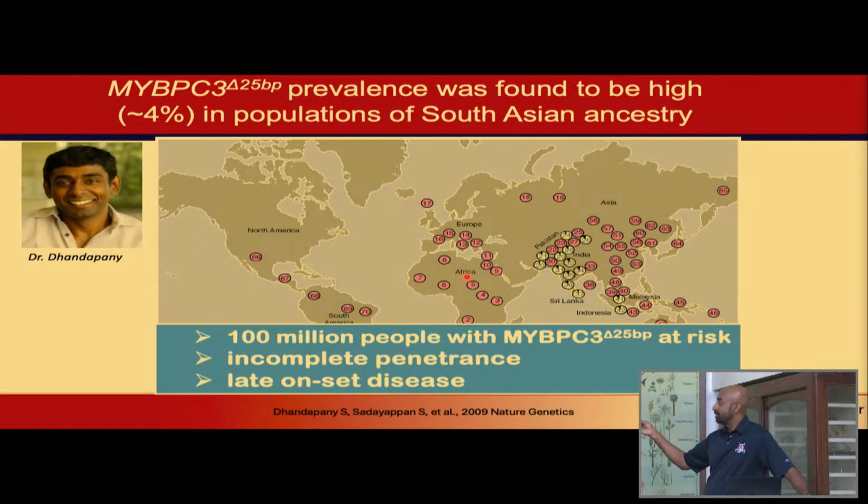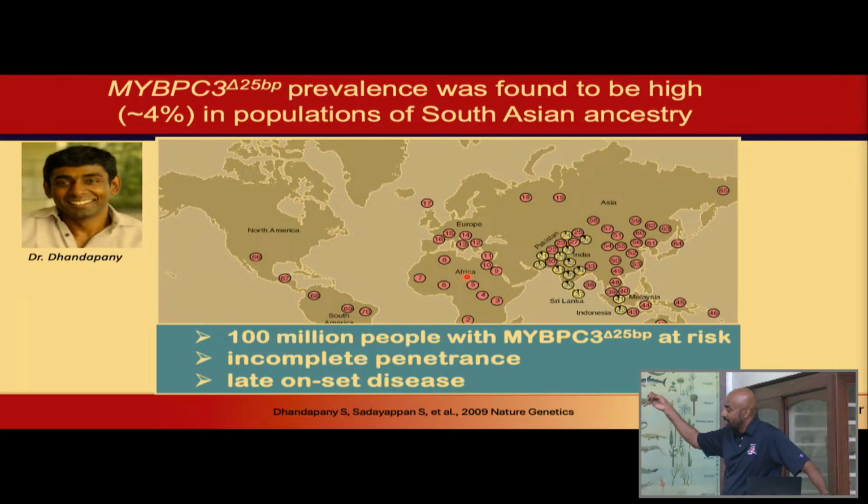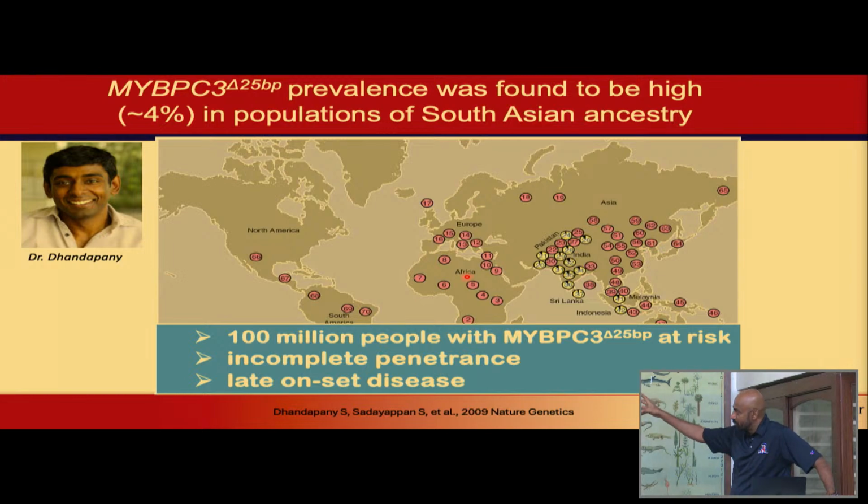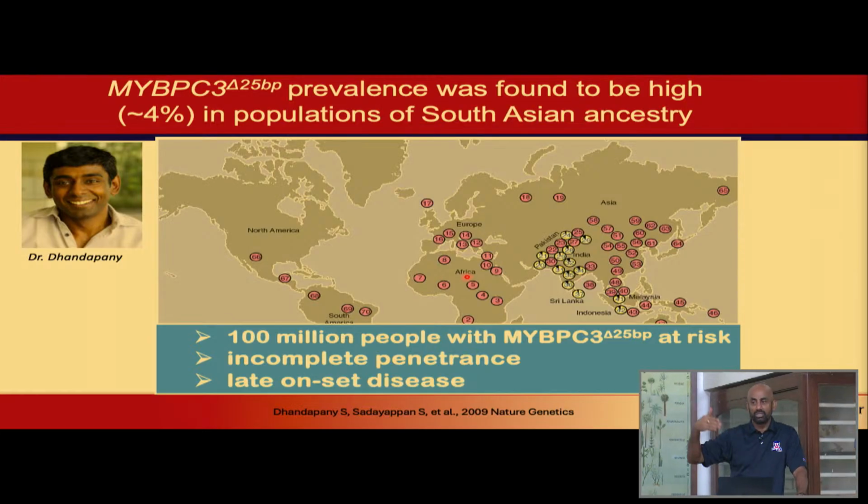And then the problem is, 95% of the people with this variant are normal, or incomplete penetrance. And if you have it and you see the disease, predominantly it's a late onset. After 50 years, 60 years, you see the disease.